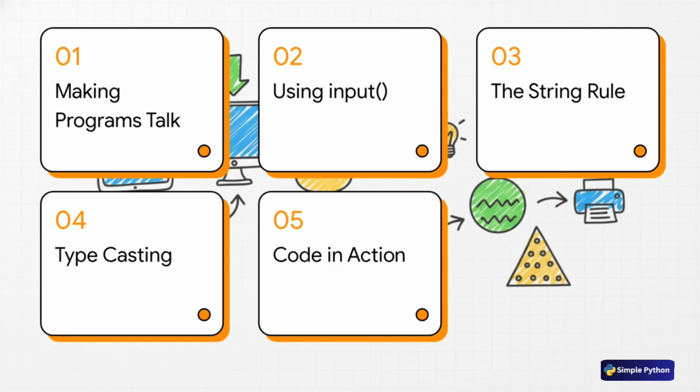All right, here's the game plan for today. We're going to start with the basics of how programs talk. Then we'll meet Python's special tool for listening. After that, we'll uncover a super common trap. But don't worry, we'll learn the magic trick to fix it, which is called typecasting. And then we'll put it all together and see it in action.